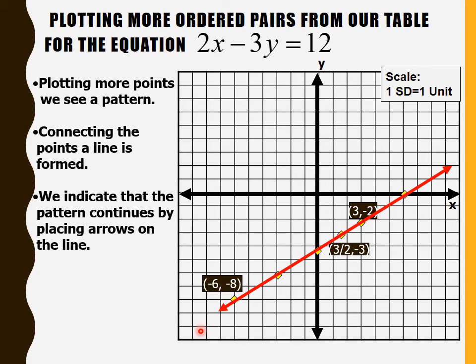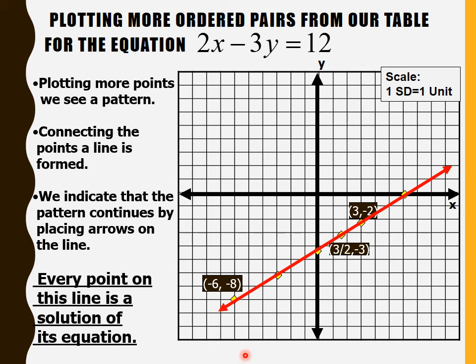So we will join them using a straight line, and we will indicate that the pattern continues by placing arrows on the line. At both ends of the line, we should place the arrow sign, which means that the line is continuous in nature. As a result, every point on this line is a solution of the equation. So this is a graphical representation of the solutions of the linear equation, or rather the graphical representation of the linear equation 2x minus 3y equals 12.